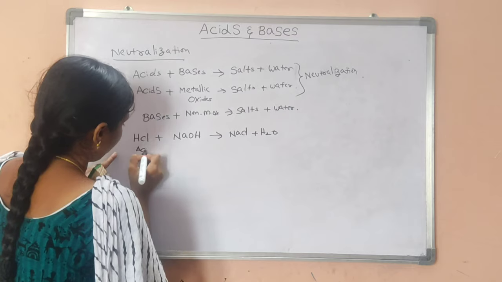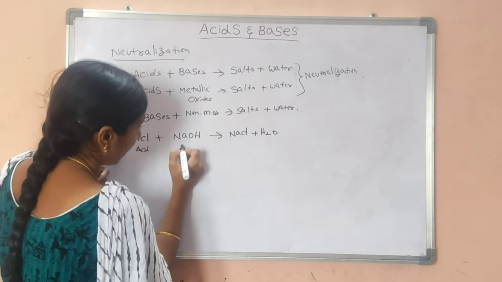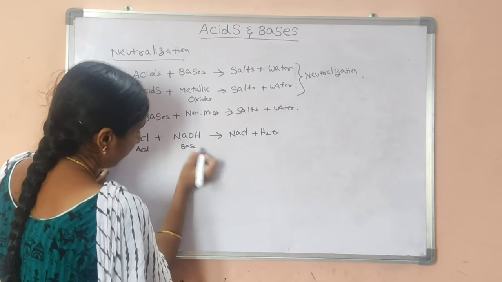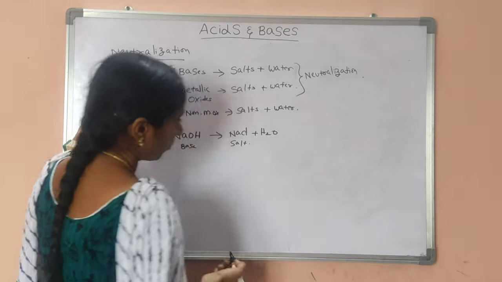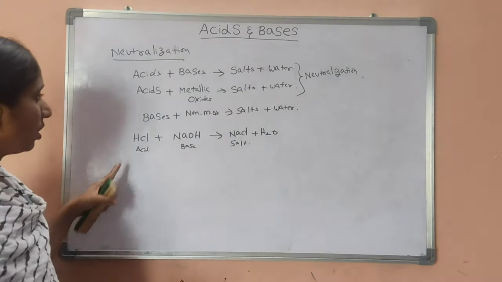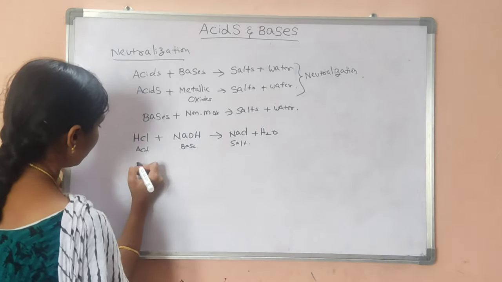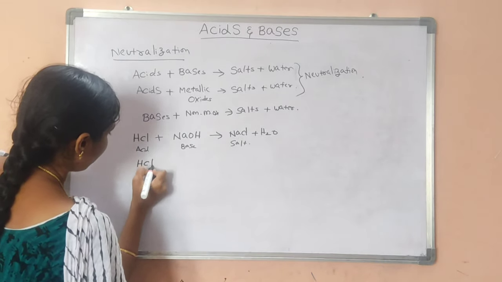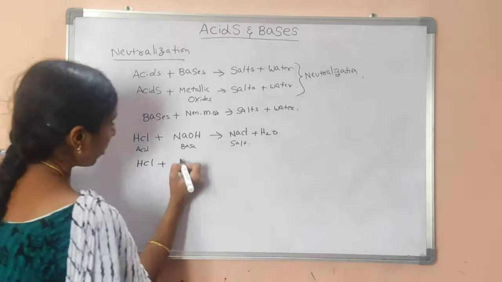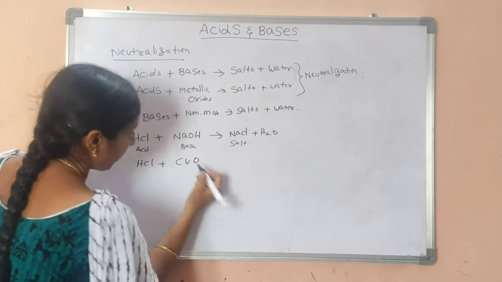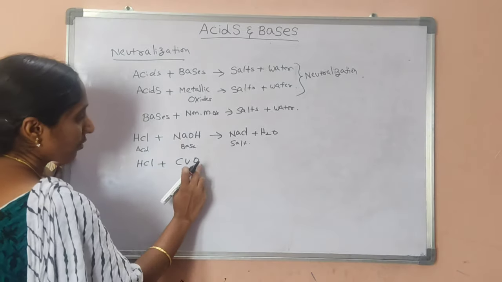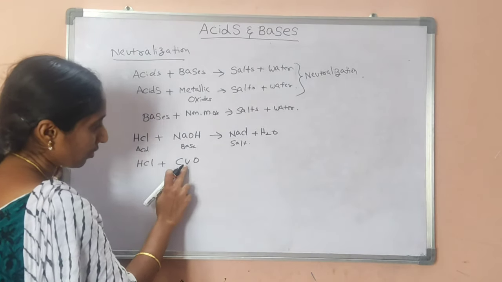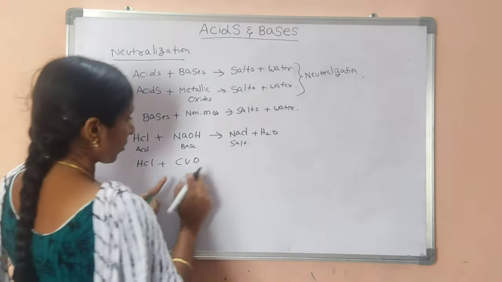HCl means acid. Acid reacts with base. NaOH means base. We will get salt. Sodium chloride is the salt, and water. Okay. You can see another example. The acid HCl reacts with metallic oxide. CuO means copper oxide. Here copper is the metal. Oxygen is present with the copper. So this is called metallic oxide.